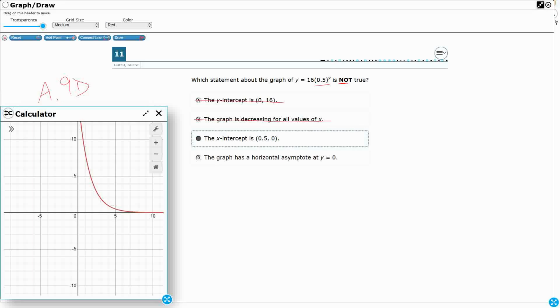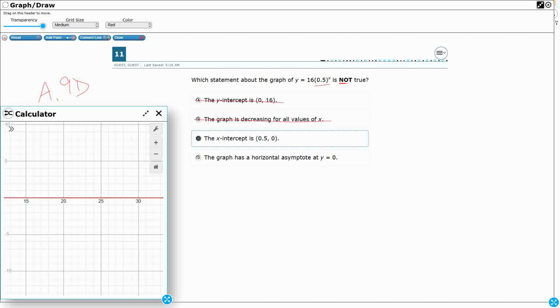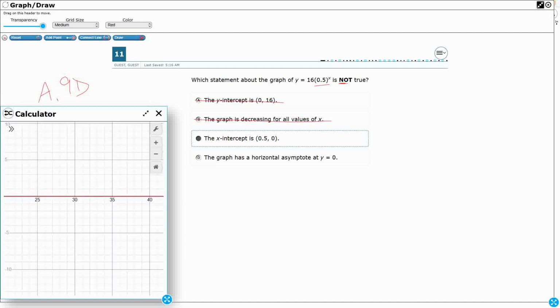We can say the graph has a horizontal asymptote at y equals 0. We've already noted that. Yes, it is increasingly getting close to 0, y equals 0 without ever actually reaching it. That is the definition of an asymptote.